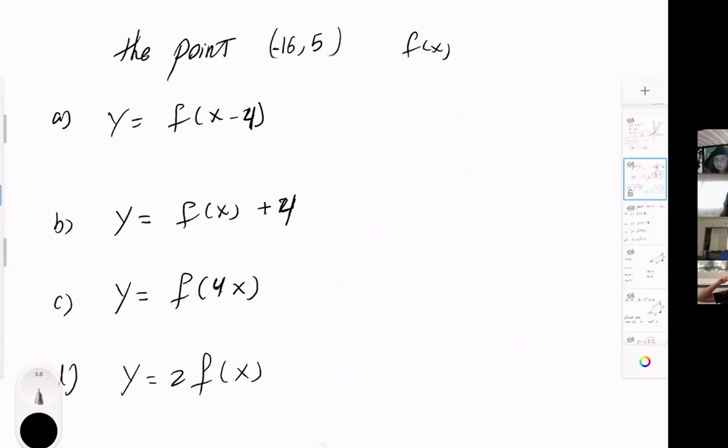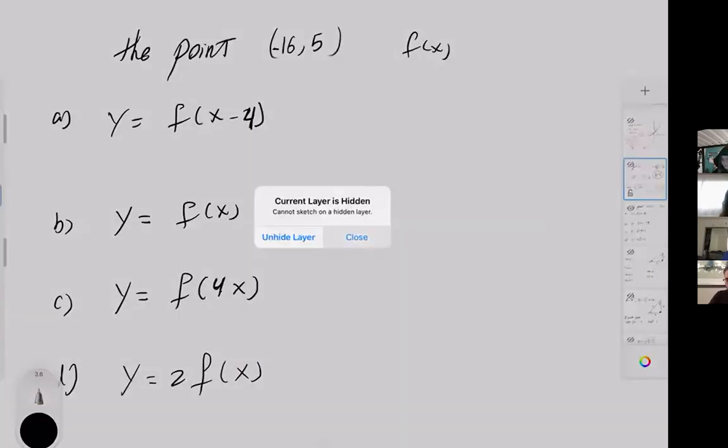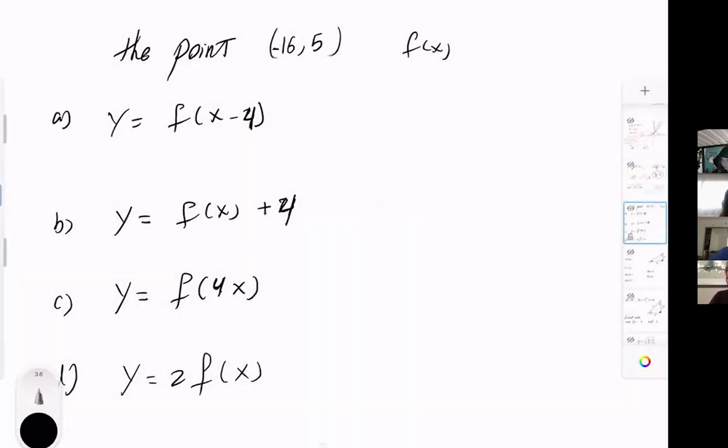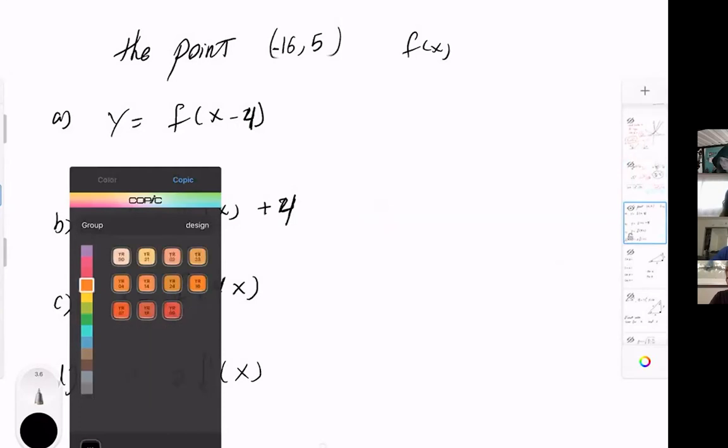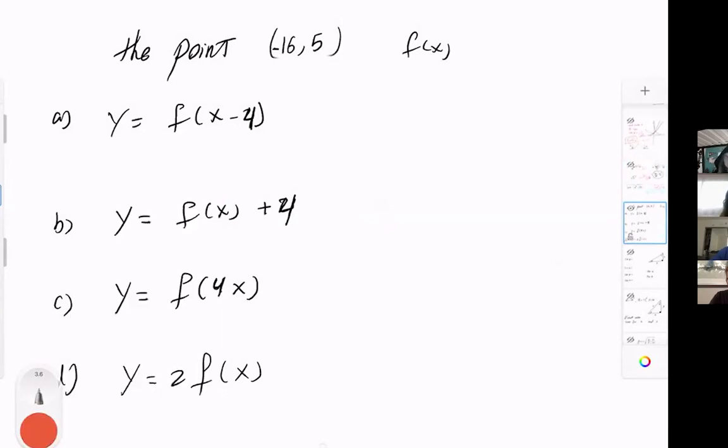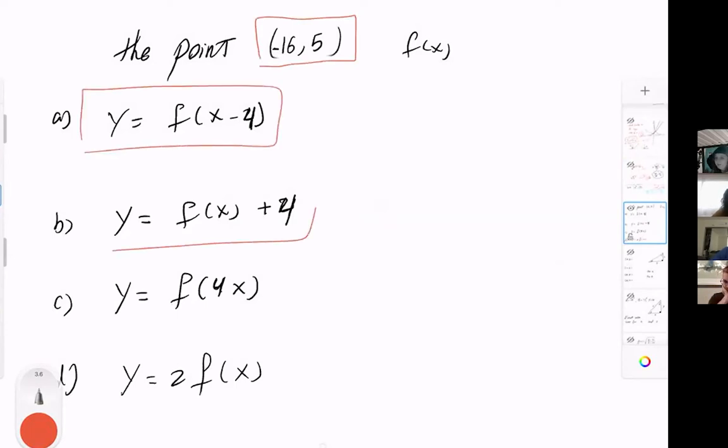Chapter 5 or 6, transformation. I give you guys a point and ask you where that point will go after that transformation. The example I'm going over, you have exactly similar. You might not see negative 16 and 5. You might see 2 and 5 or 8 and 5. But this is all of them. The transformations are the same.